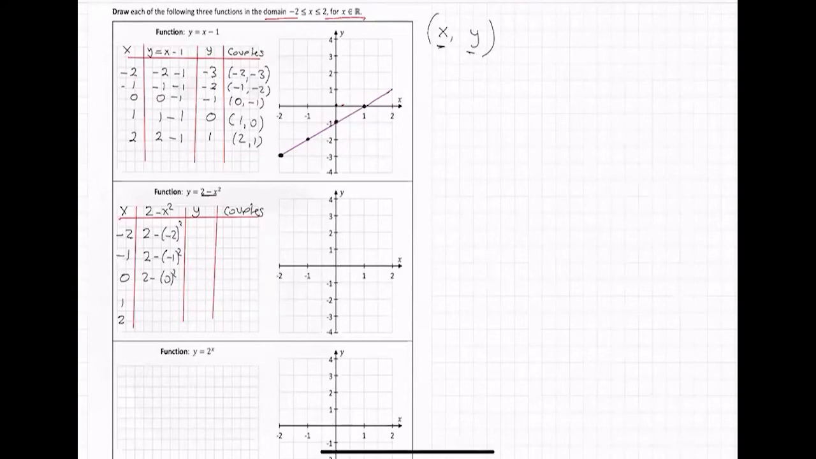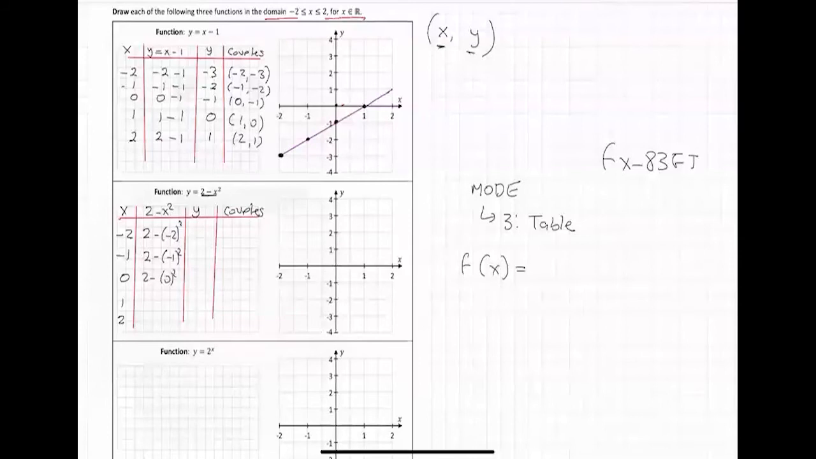So hit the mode key and hit 3, table. I am on an FX83GT calculator. When I hit table, I get f of x equals, and it's flashing at me. So I put in 2 minus, I'm getting that from over here, and then I need to put in x squared. If you see x, it's a red letter X, and it sits behind the comma button.